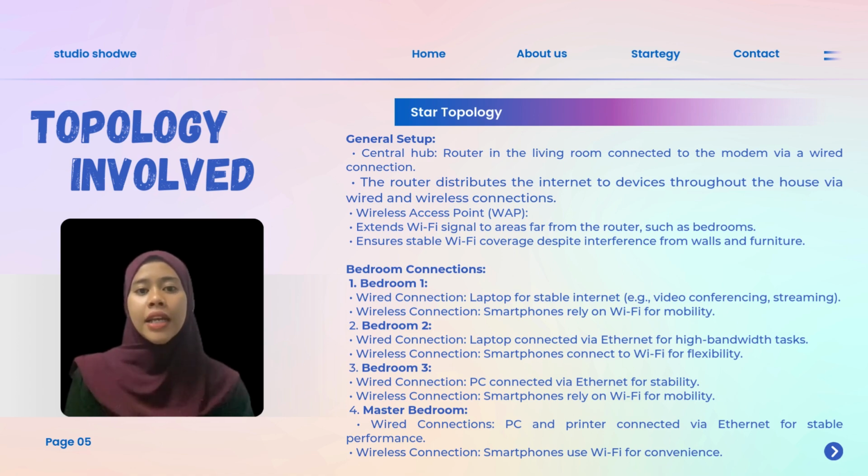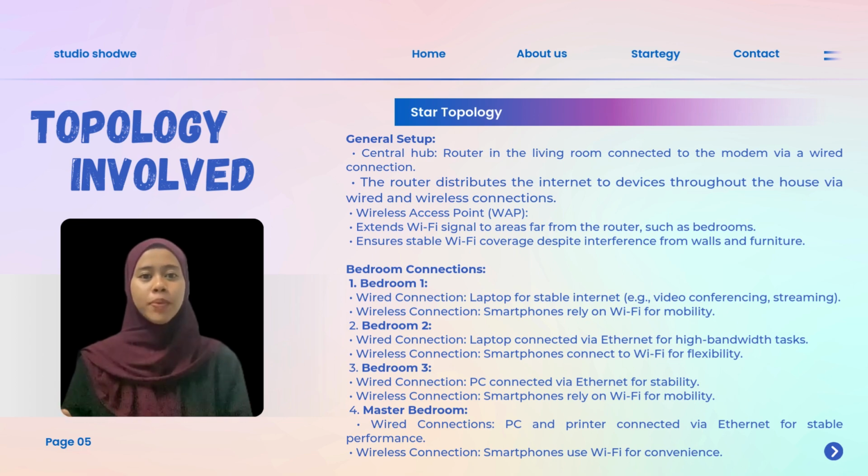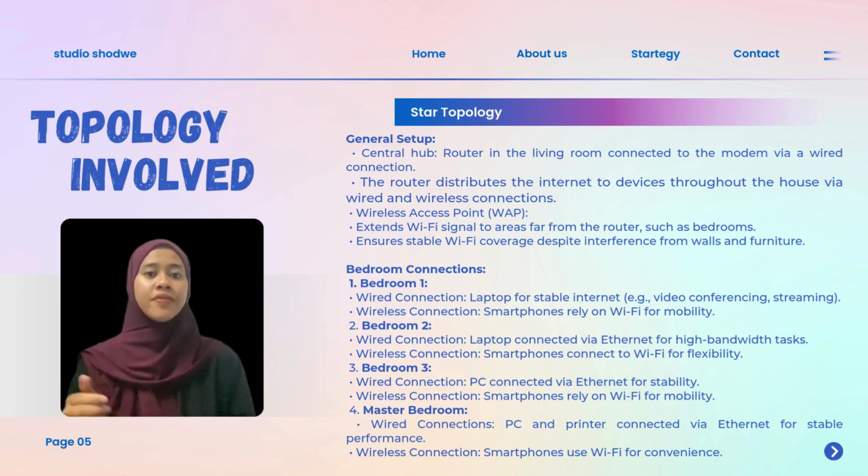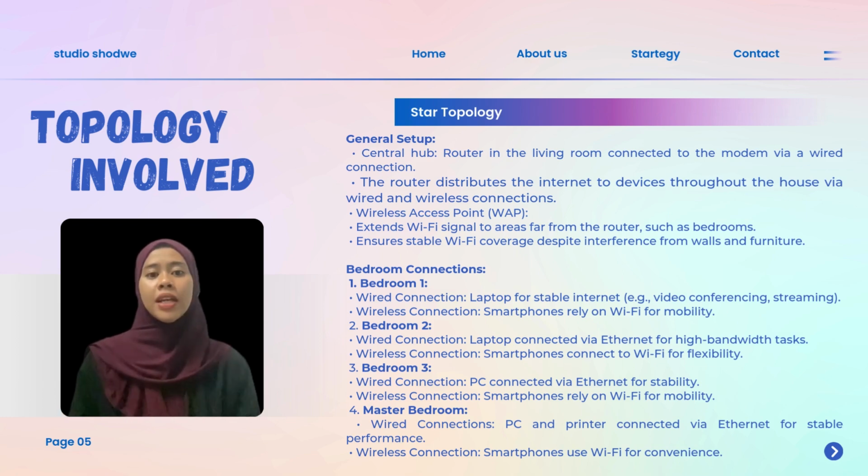furniture. Bedrooms 1, 2, and 3, and the master bedroom are then connected to the network either via wire or wireless. For instance, the laptops in bedroom 1 and bedroom 2 are connected through a wired Ethernet connection for more stable internet, suitable for high bandwidth activities such as video conferencing or streaming. The smartphone in this room relies on Wi-Fi for flexibility and mobility.